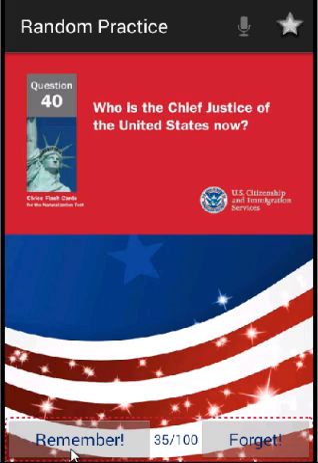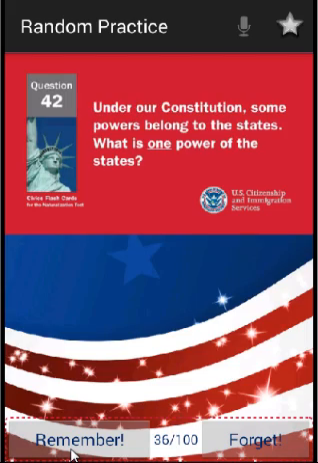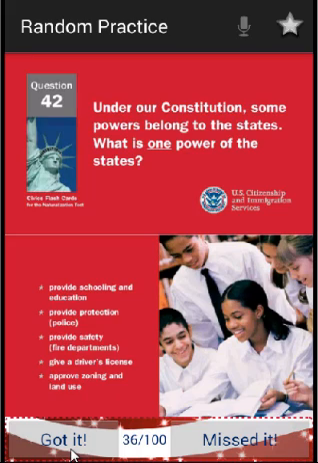Who is the Chief Justice of the United States now? John Roberts. John G. Roberts, Jr. Under our Constitution, some powers belong to the states. What is one power of the states? Provide schooling and education. Provide protection. Police. Provide safety. Fire departments. Give a driver's license. Approve zoning and land use.